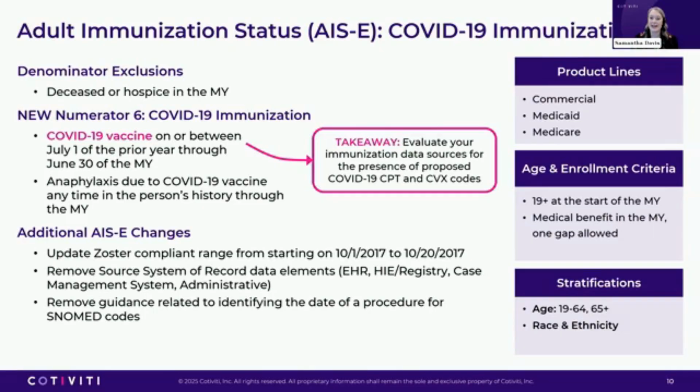NCQA also updated the data elements for reporting table to remove the breakout of data by source systems of record, which are the IDSS data elements split out by electronic health record, HIE and clinical registry, case management system, and administrative data. We'll dive into that change a few slides from now when we cover some of the more cross-cutting changes from the public comment.